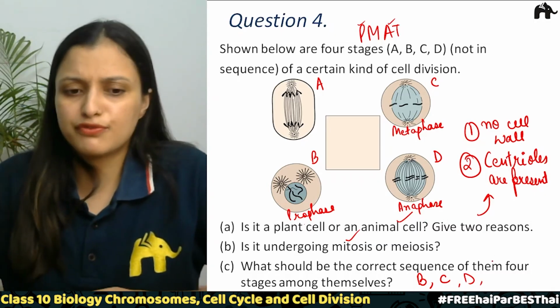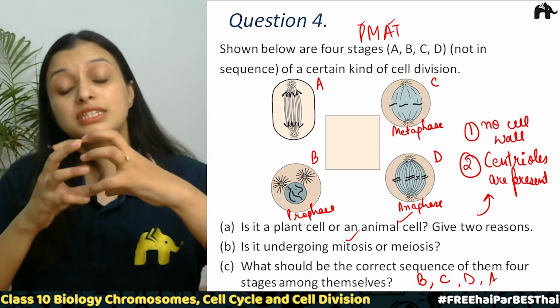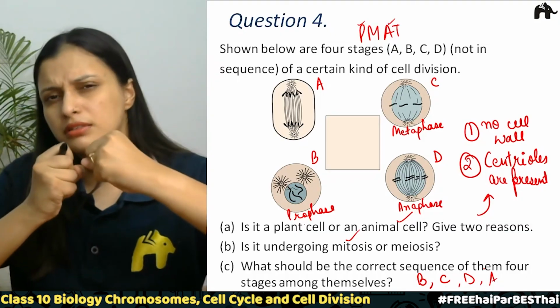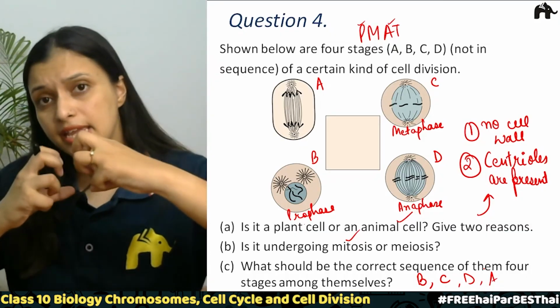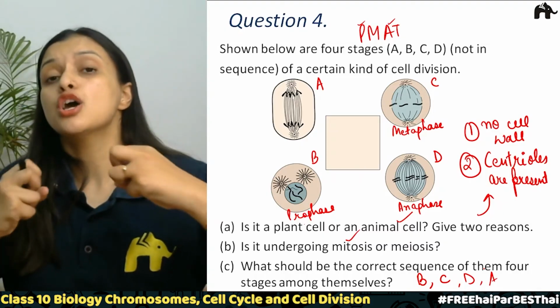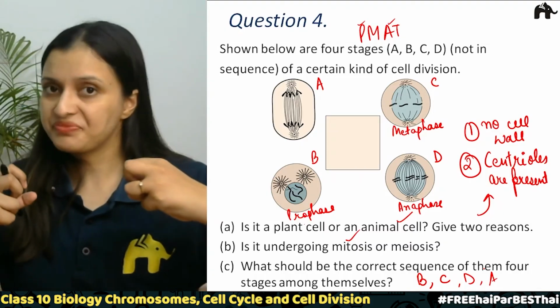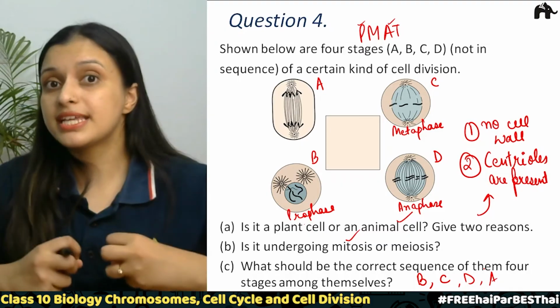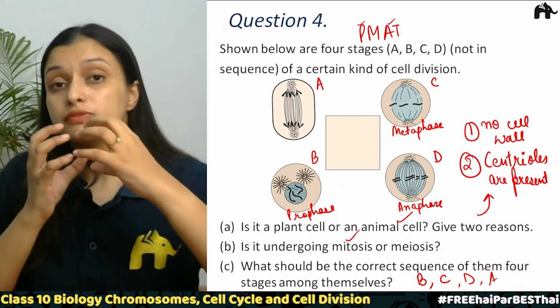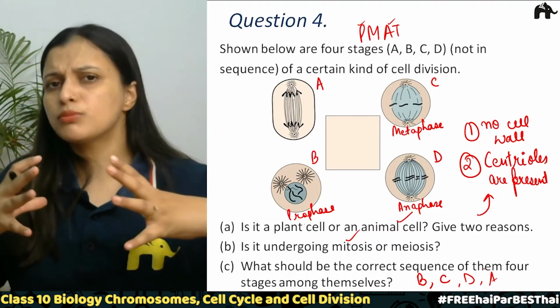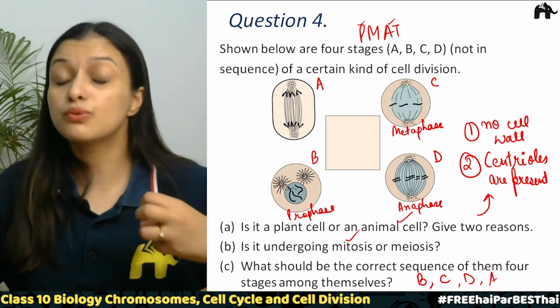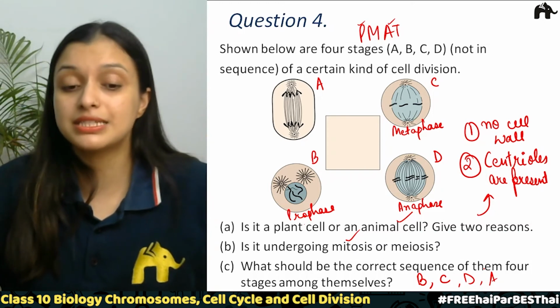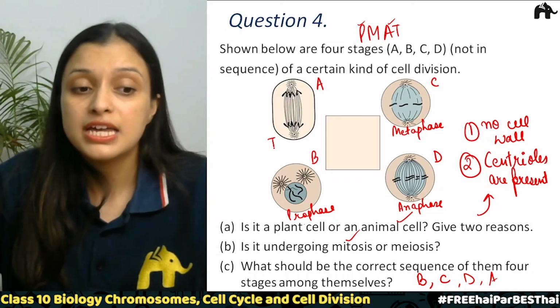And now what is left? A. So A is what? Now these spindle fibers have started contracting and they are now pulling these chromosomes apart. Correct? So what is happening? The chromosomes which are split into 2, now they are moving towards the opposite poles. And when does this happen? This happens in case of telophase.